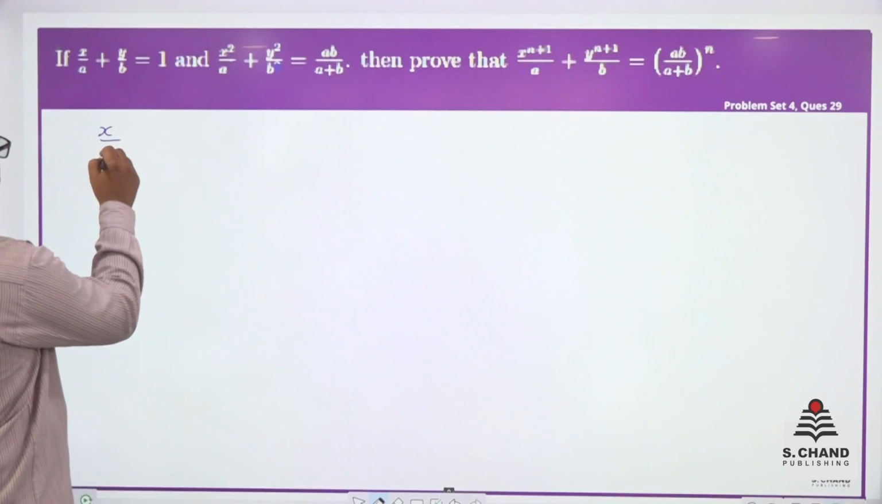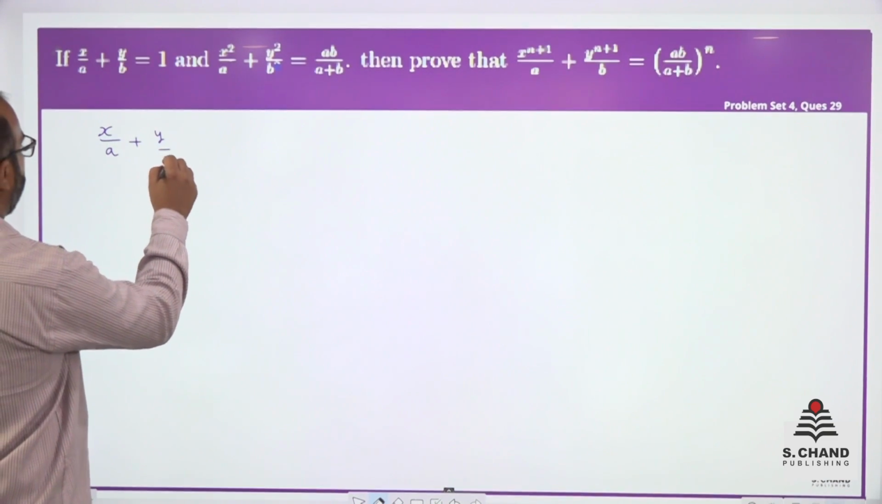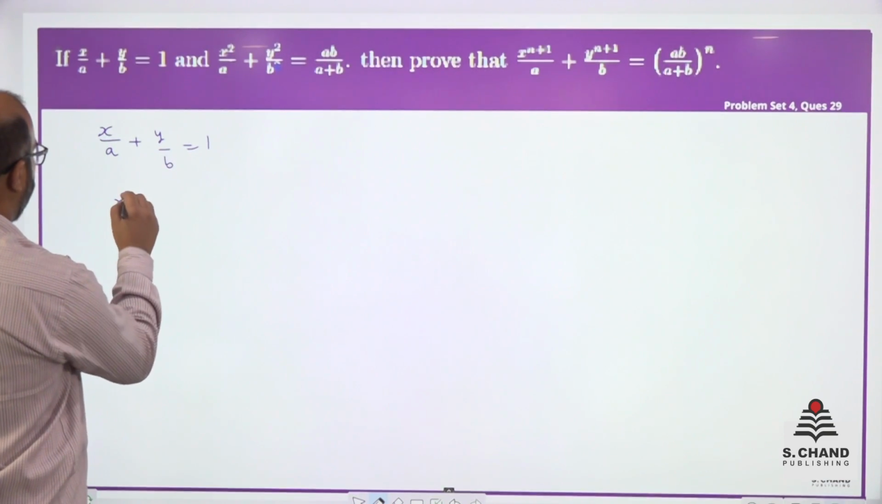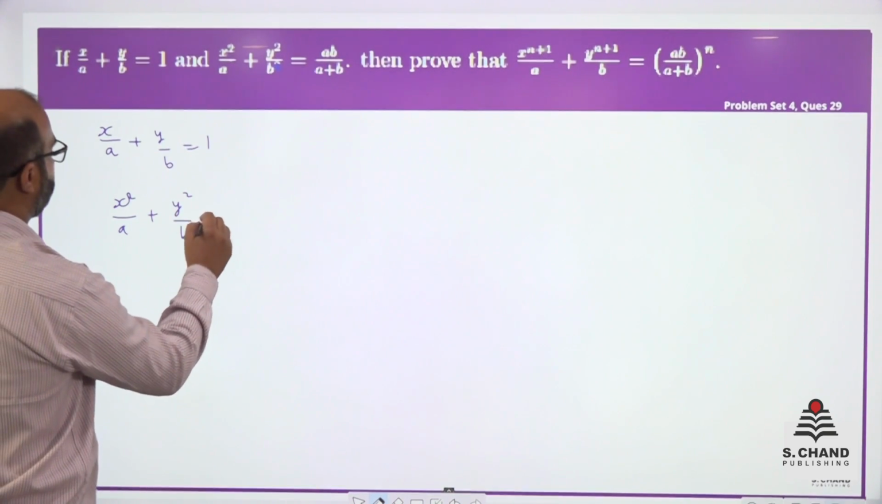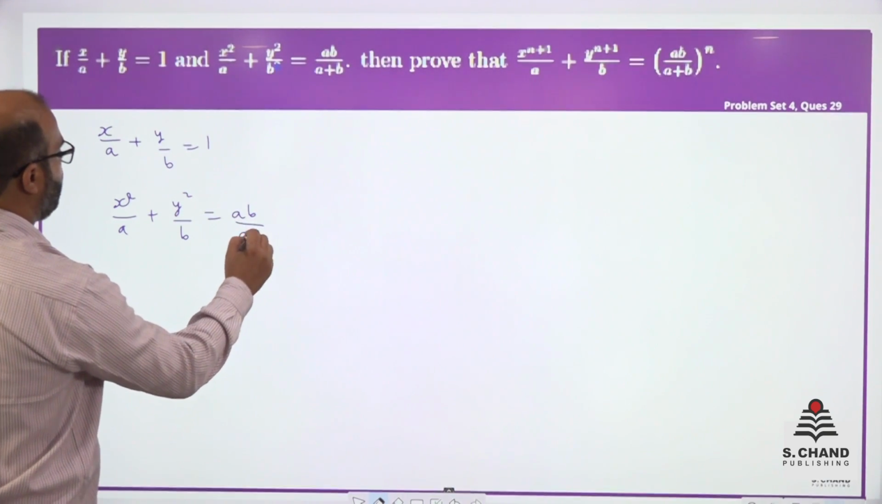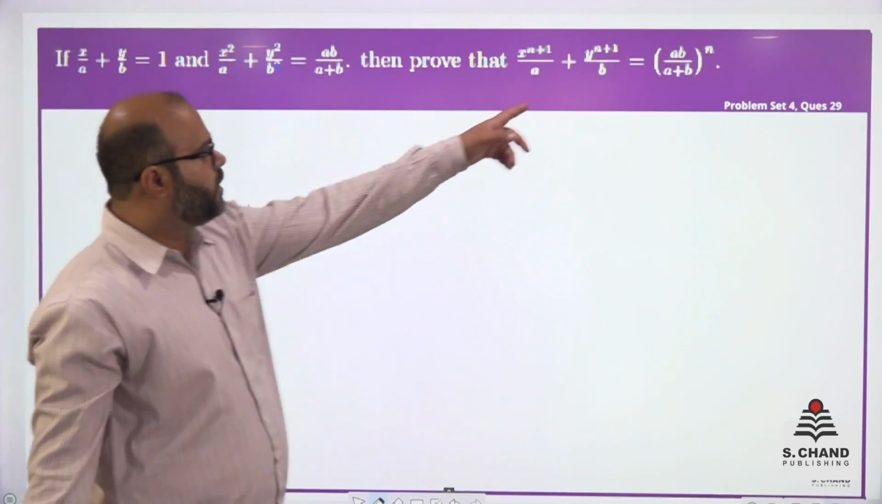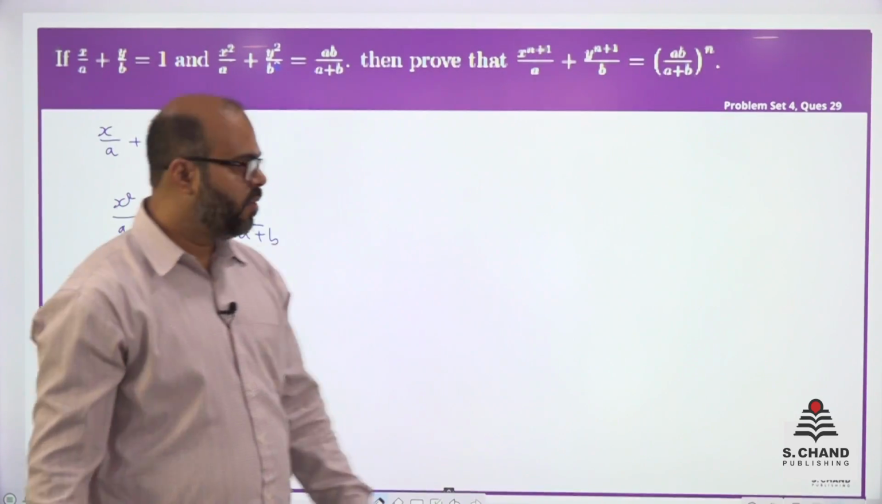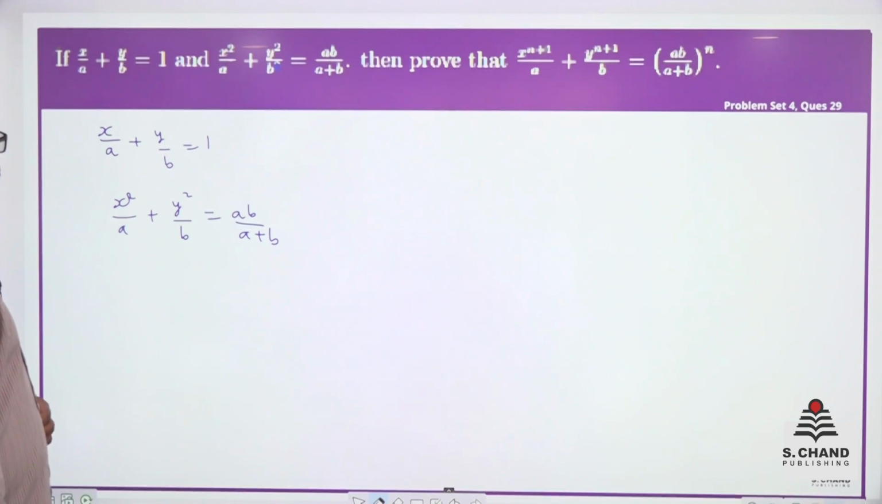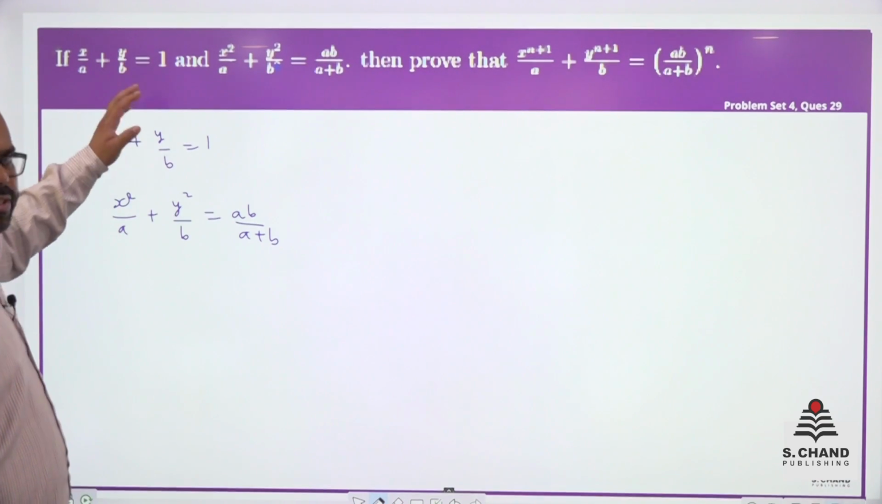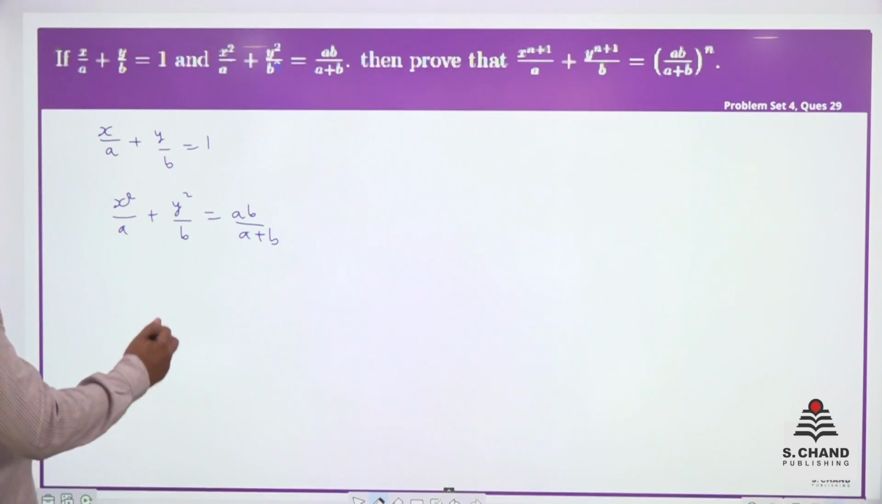We have been given x by a plus y by b is equal to 1 and x square by a plus y square by b is equal to ab by a plus b, and we have to show that this is what x, y satisfies for any n. So, n obviously is a natural number here. So, basically, let us solve these two equations and find x and y. So, how will we do this?